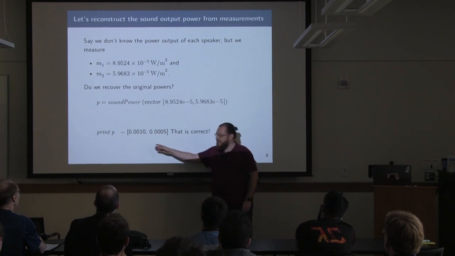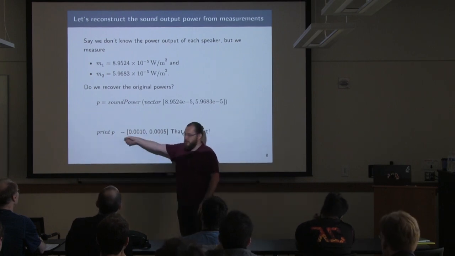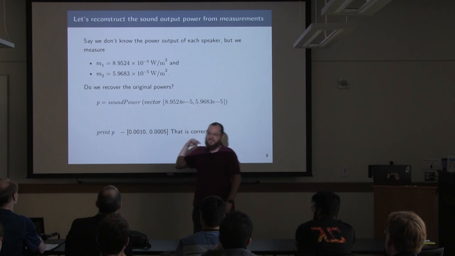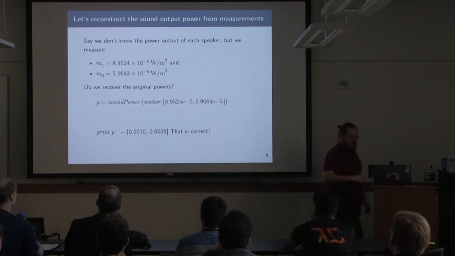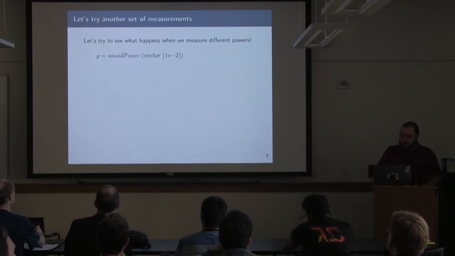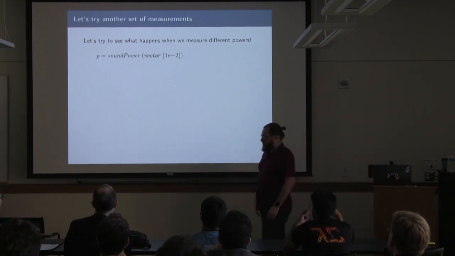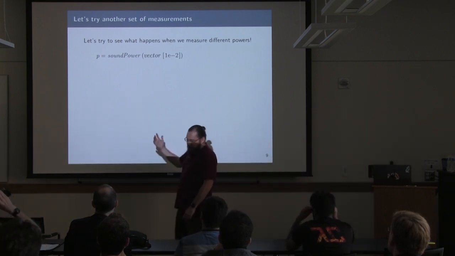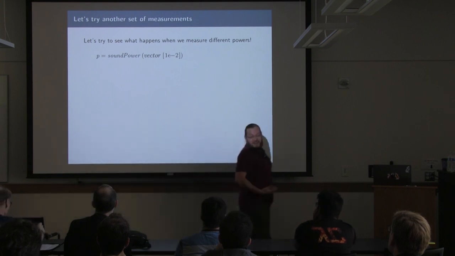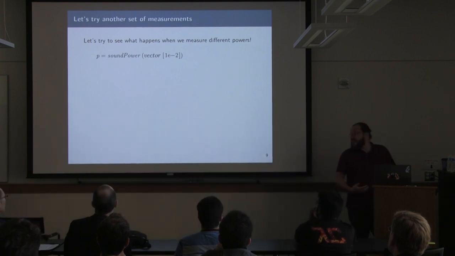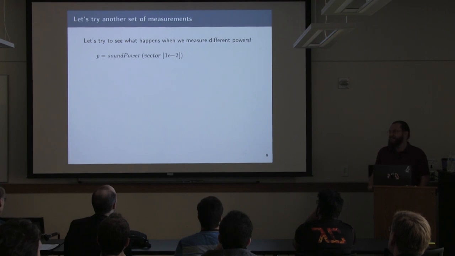The way I basically originally made this is that you put this into the model to get what the measurements are, and then it's just doing the reverse, if you're wondering where those numbers came from. So great. Now what we want to do is try new measurements that we've measured. So we call our sound power function with the vector. But as you might be able to see where this is going, I've made a mistake, and the mistake is that I've accidentally only taken one measurement.